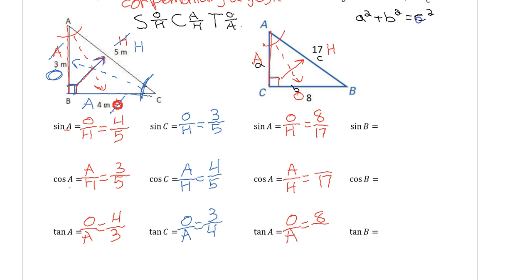So I'm going to use my Pythagorean theorem. A squared plus B squared equals C squared. In this case, I don't know A, right? Plus 8 squared equals 17 squared. So again, don't know A, 8 squared is 64, 17 squared is 289? I'm going to double check that with my calculator.